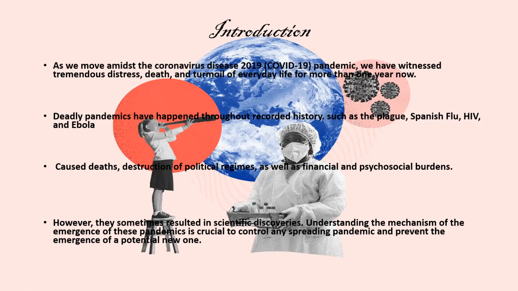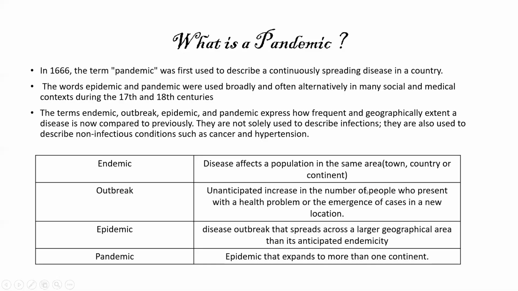However, sometimes it resulted in scientific discoveries, and it also resulted in understanding the mechanism of the emergence of these pandemics, which is crucial in order to control any spreading that happens in any type of pandemic and to prevent the emergence of a potential new one.